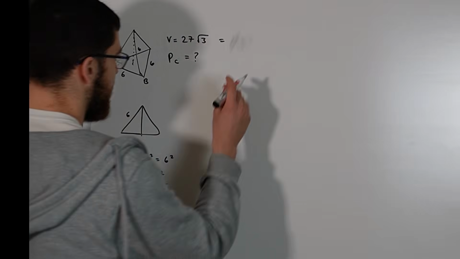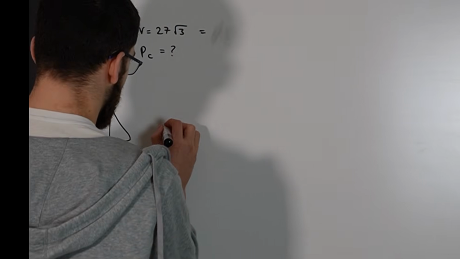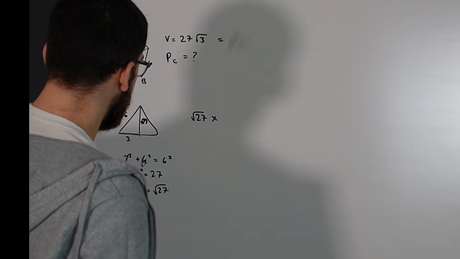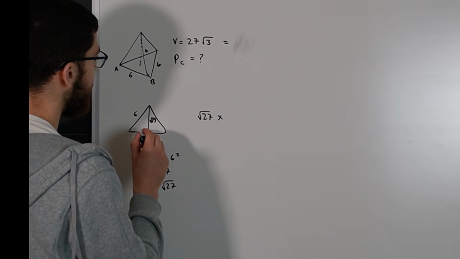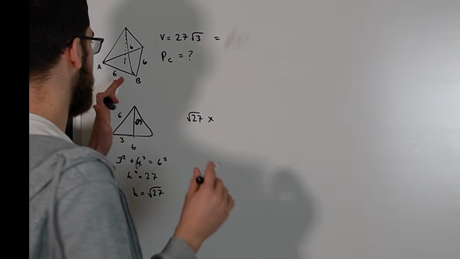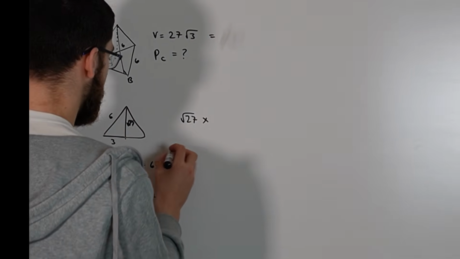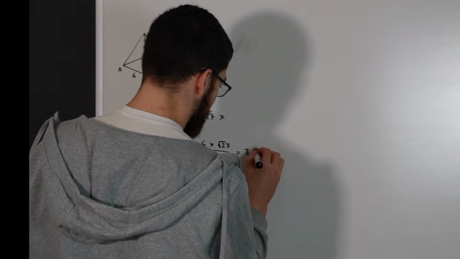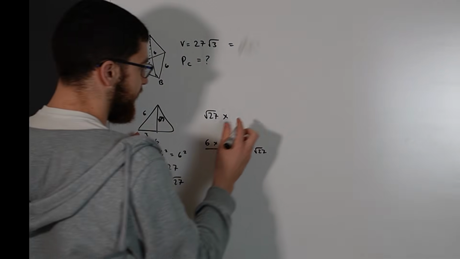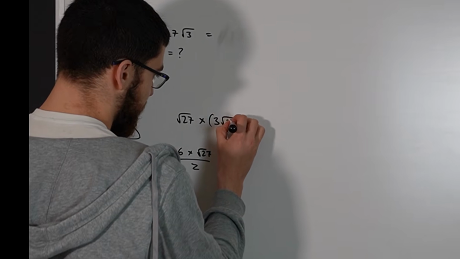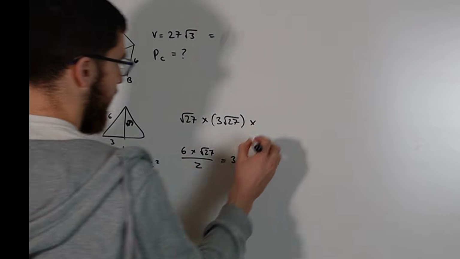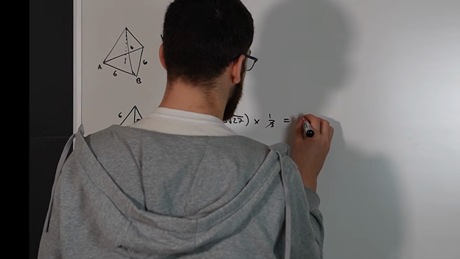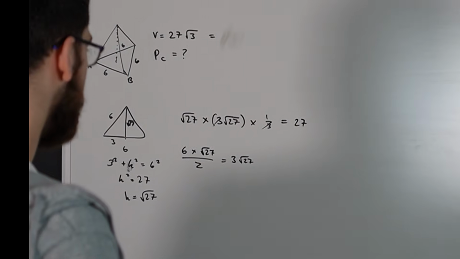Height is root 27, so we've got root 27 times 6 on the bottom, and then, oh yeah, it is times a third, because we've got to get the area of the whole thing, which is going to be 6 times root 27 over 2, which is going to be 3 times root 27. So that's the area of the base. So we do the area of the base, 3 times root 27, times a third. Yeah, it's got to be a third. And then that cancels with that, which gives us 27, which is not correct. So something's gone funny with this.